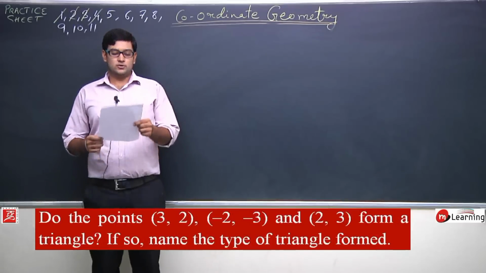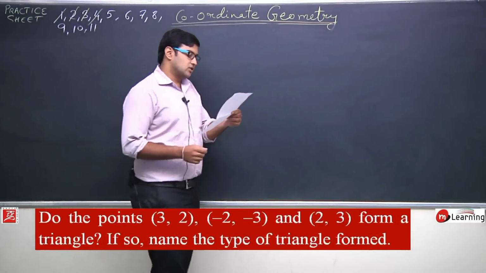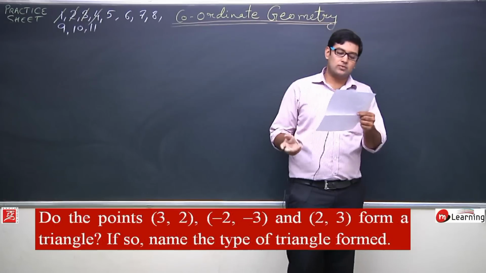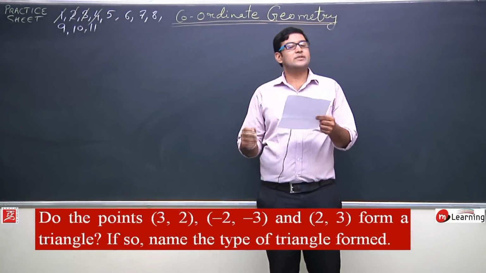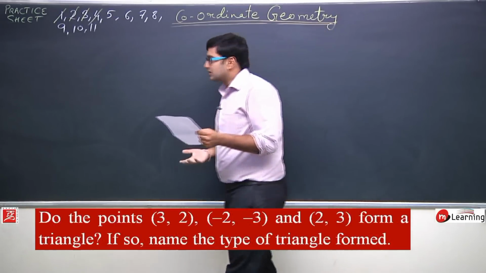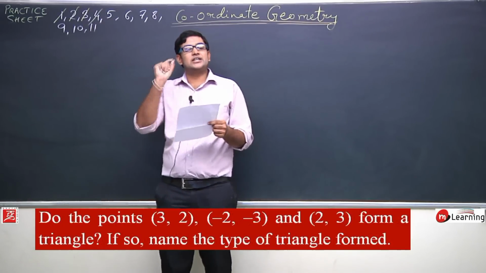Okay, now let us solve question number 5 of the practice sheet. Question number 5 says, do the points (3, 2), (-2, -3), (2, 3) form a triangle? If so, name the type of triangle. As in the previously done question, that is question number 4, it is given that there is a triangle.